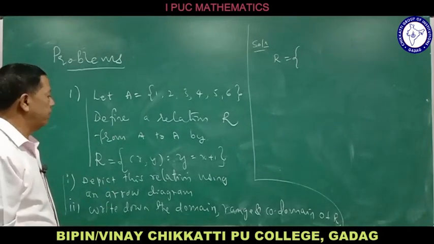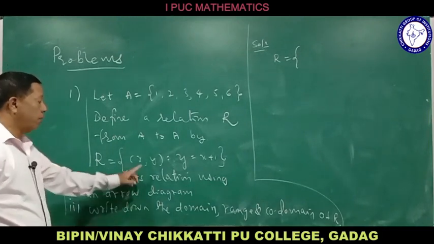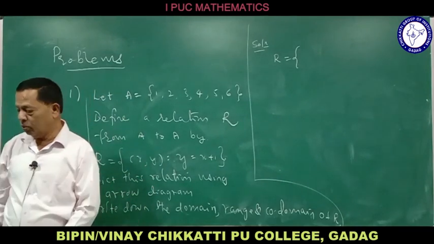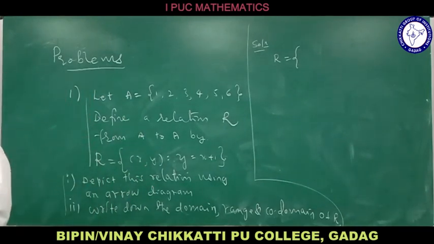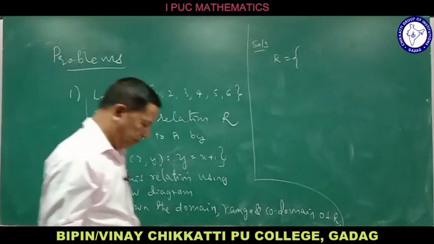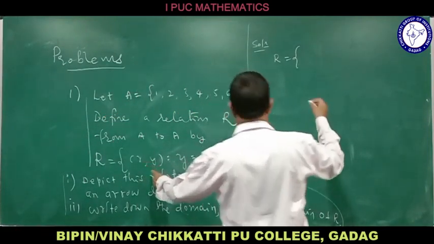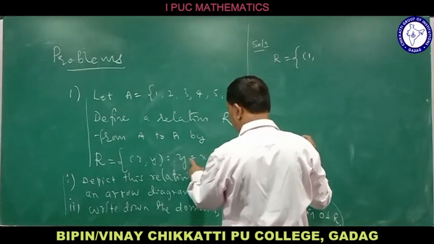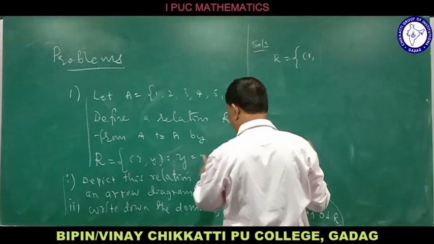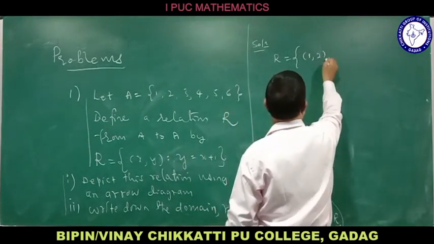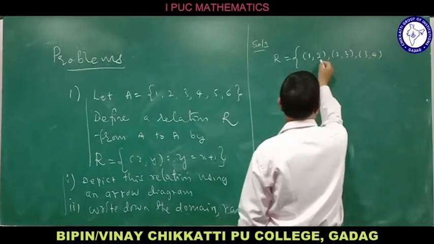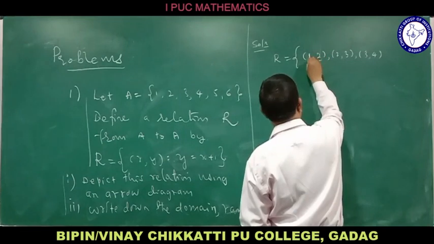How do you understand the roster form? So (x, y) where y is 1 more than x, and the elements given are 1, 2, 3, 4, 5, 6. Accordingly you can write the results here. So the definition you have to write. The first element is 1, and the second element is 1 more than x, so 1 becomes 2. And if it is 2, it becomes 3, and if it is 3, it becomes 4. Understand? y is 1 more than x.